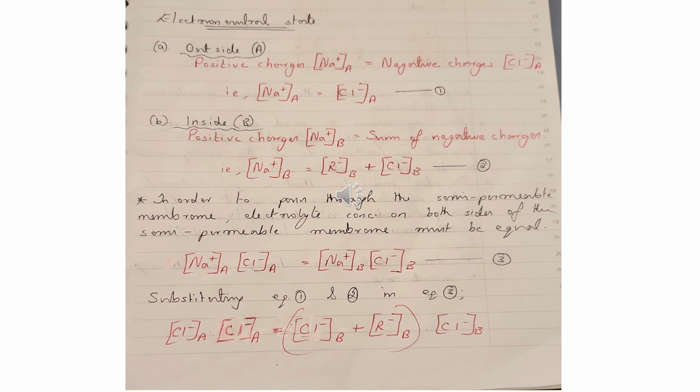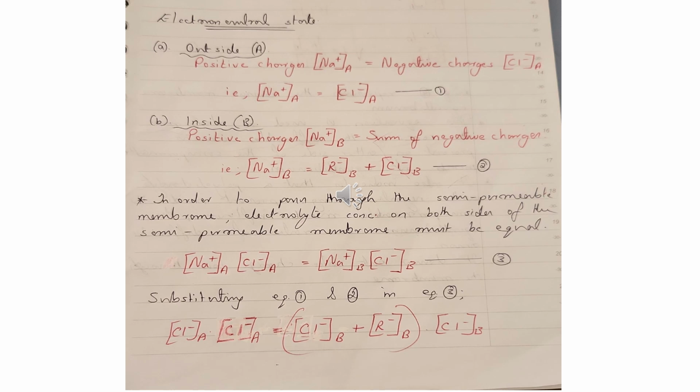It then states the equilibrium condition for diffusible ions across the semi-permeable membrane as Na plus A times Cl minus A is equal to Na plus B times Cl minus B. And substituting the previous relation gives the next derived expression.